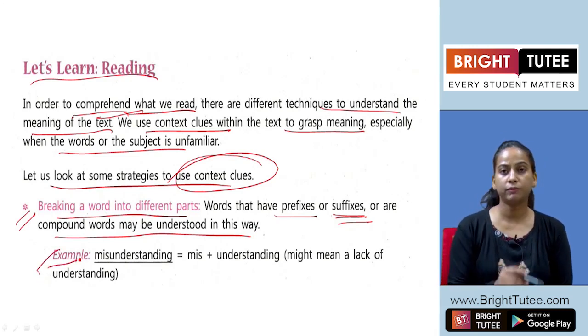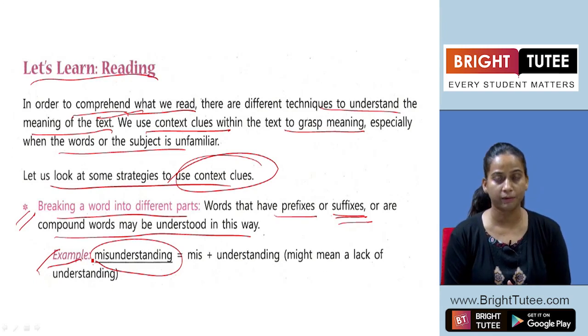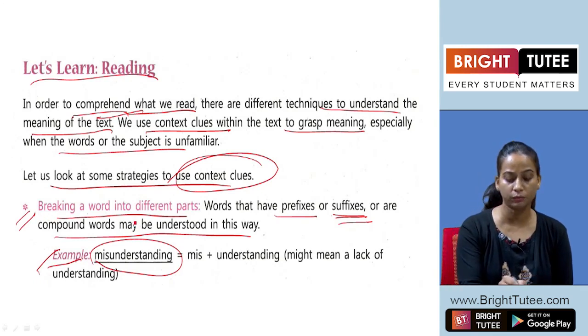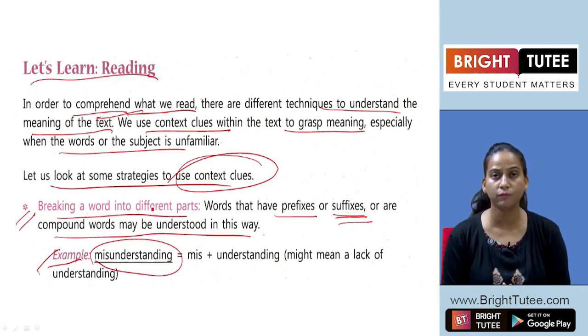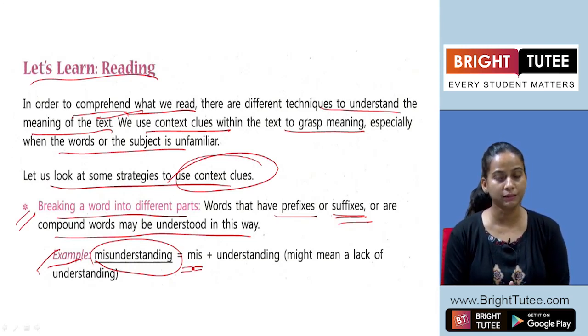For example, the first example they have given is the word misunderstanding. If you are not going to understand the meaning of this, what strategy will you follow? Breaking a word into different parts. You have to break it. First is miss plus understanding.